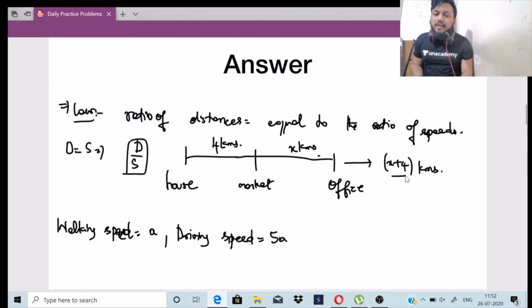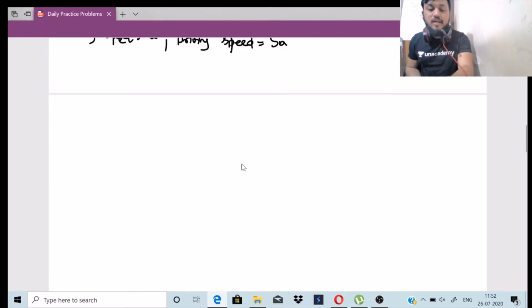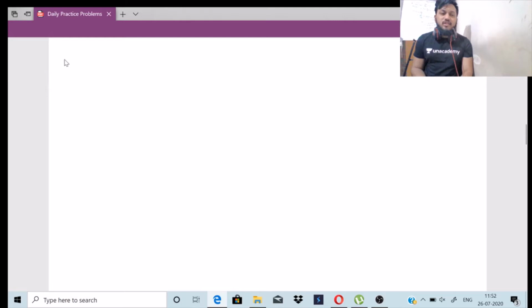Distance between the market and the office is x. The whole distance is x plus 4, and the house to market distance is 4 kilometers. So we know the ratio: distance by speed is equal to time taken. Market ka speed, right? He's going in which speed?